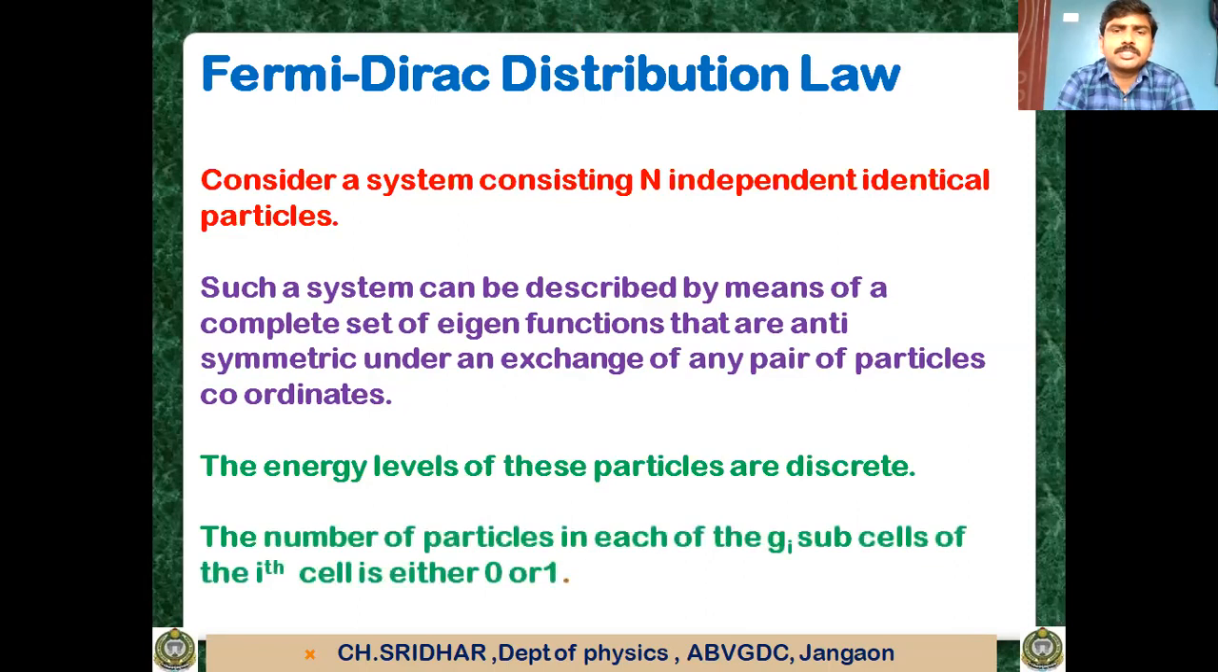And the energy levels of these particles are discrete, and the number of particles in each cell, or in each of the Gi subcells of the ith cell, is either 0 or 1. It may contain 0 or it may contain 1. Whereas in the case of Bose-Einstein statistics, we may have either 0 or a total of Ni particles in a given energy state, in Fermi-Dirac statistics a state should contain only one particle. Either it is one particle or no particle. That means it is either 0 or 1.